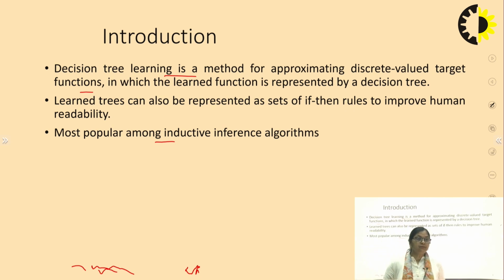The decision tree will take the attributes and finally it will give us the decision. The learned tree can also be represented as a set of if-then rules so that a human can understand it easily. So this can be used for human readability. So now let us talk about some basic concepts.